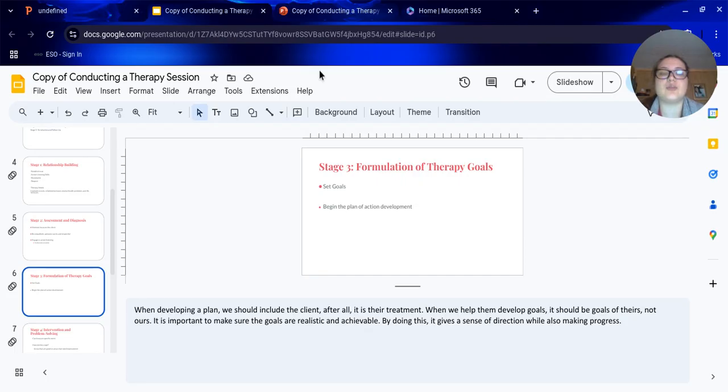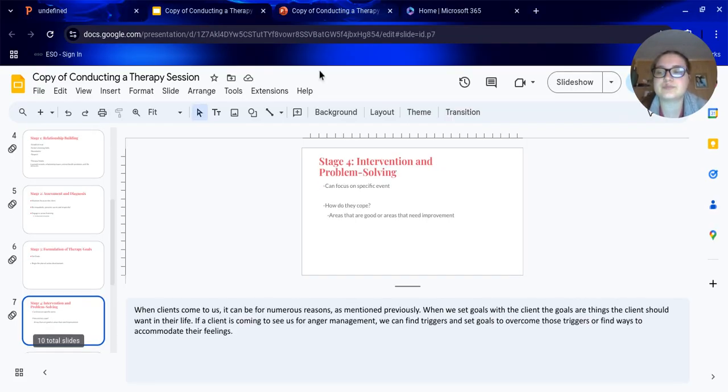Stage 3. Formulation of therapy goals. When developing a plan, we should include the client. After all, it is their treatment. When we help them develop goals, it should be goals of theirs and not ours. It's important to make sure that the client's goals are realistic and achievable. By doing this, it gives a sense of direction to them while also making progress.